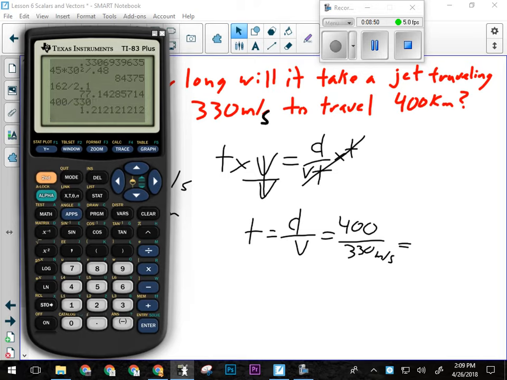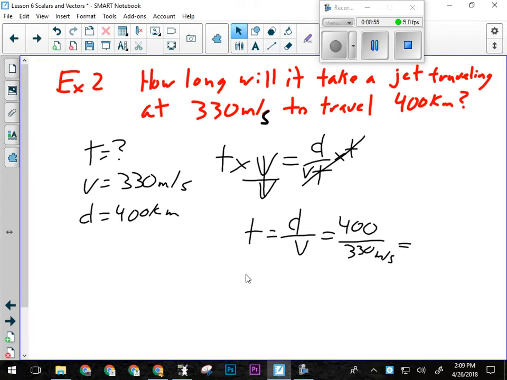All right, so it would take 1.2 seconds for it to do that. Everybody all right with that one? Oh, 400 kilometers. Sorry, good eye. So that's not going to be right. What do I have to change the 400 to? Meters. I can't divide kilometers by meters per second. So how many meters in a kilometer? 1,000, yeah. So 400,000 meters.